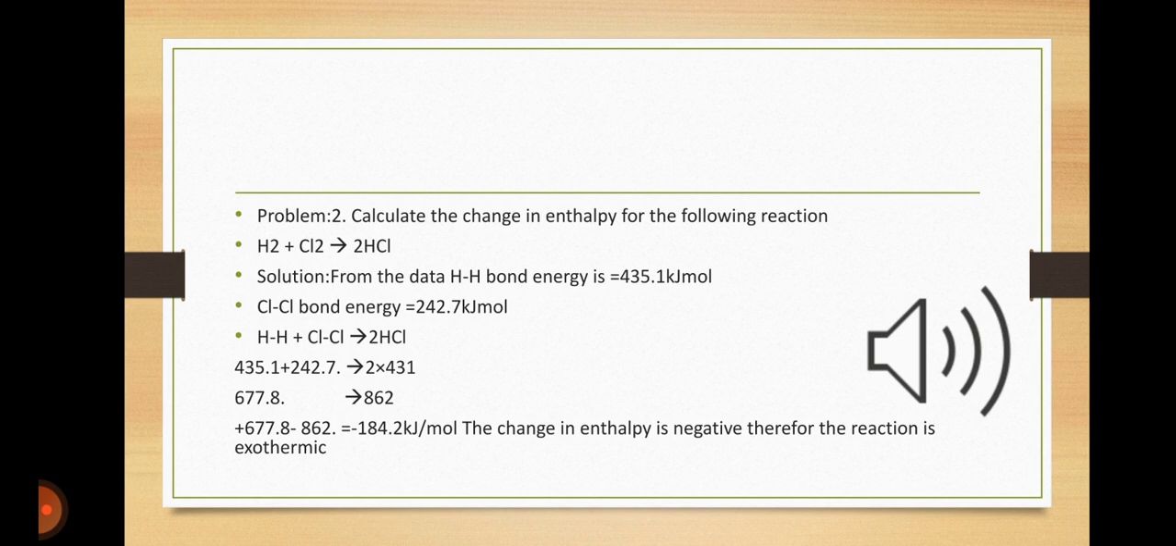So 435.1 plus 242.7 gives rise to 2 moles of HCl. The HCl bond energy is 431, and we have to multiply with 2 because 2 moles of HCl are formed, so 2 into 431. In the next step, 677.8 minus 862. The enthalpy change is negative, that is 184.2 kilojoule per mole. Therefore the change in enthalpy is negative, and the reaction is exothermic.